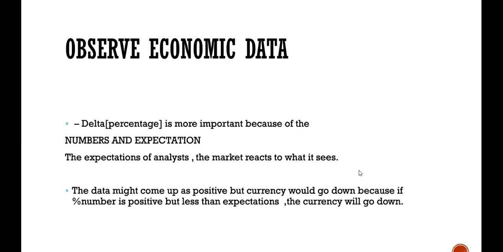So what comes out in the news is the data. We are looking at the numbers, we are looking at the percentages, we are looking at the previous data, we are looking at the forecast, the expectations of the analysts, and how the market reacts to what they see. The data might come up as positive, but the currency will go down. If the percentage is positive but less than expectations, the currency will go down. So this statement is for different types of economic data.